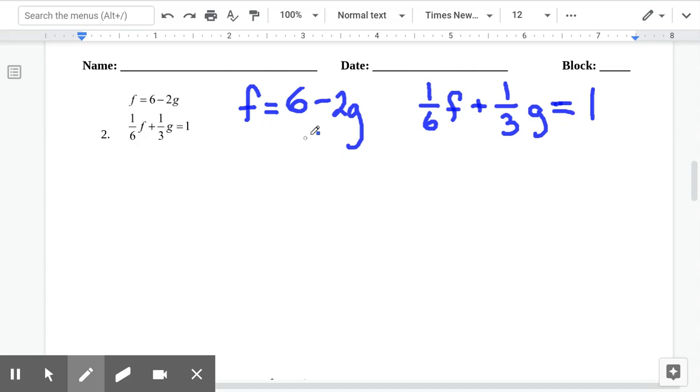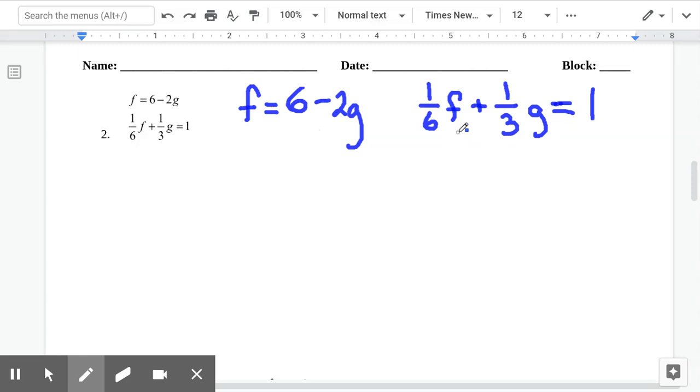And we see that in the first equation, that is the case: f is equal to the expression 6 minus 2g. And so there's that interchange again. We can replace the variable f with an expression that it's equivalent to. Anywhere we see the variable f, we can replace it with the expression 6 minus 2g, which is what we'll do in this second equation over here. We have 1/6 f, and we'll instead have 1/6 times the expression 6 minus 2g.